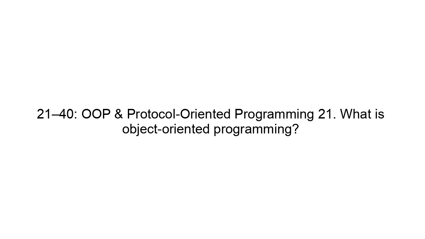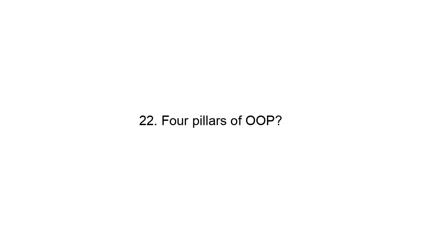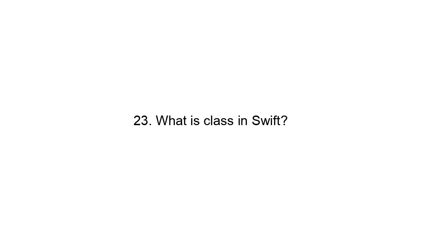21 to 40. OOP and protocol-oriented programming. 21. What is object-oriented programming? Programming using classes and objects. 22. Four pillars of OOP: encapsulation, inheritance, polymorphism, abstraction. 23. What is class in Swift? Blueprint for objects. 24. What is object? Instance of a class. 25. What is inheritance? Child class inherits parent features. 26. What is polymorphism? Same method behaves differently.